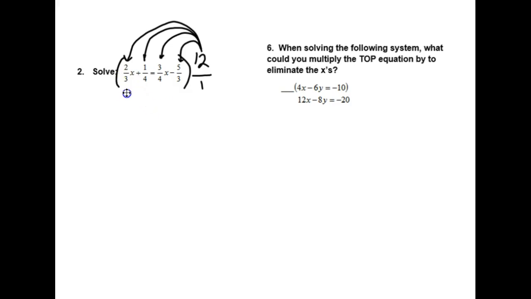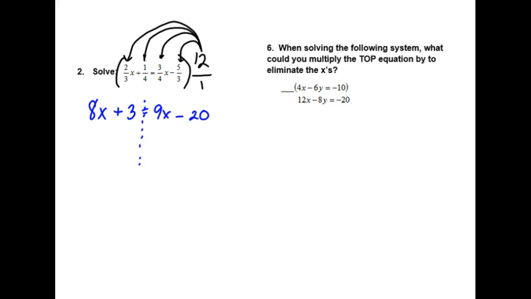You can use your calculator to do 2/3 times 12. When you type 2 divided by 3 times 12, you get 8x plus, and then 12 times 1/4 is plus 3, equals 12 times 3/4 is 9x, and then 12 times 5/3 is a minus 20. And now you have a 2-step equation to solve.